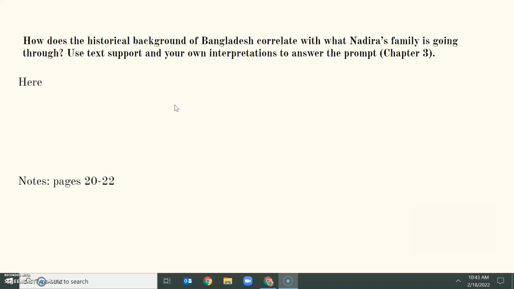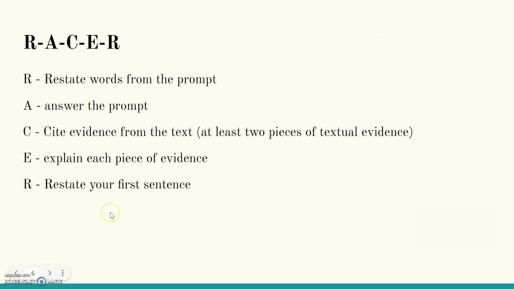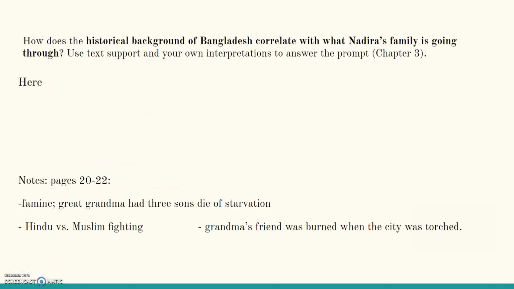Okay, are we back? Now that we've read it, let's go through a really quick review. What is RACER? We start by restating words from our prompt, and then we answer our prompt. We cite evidence from the text, at least 2 pieces of evidence. We need to explain each of our pieces of evidence, and then we restate that first sentence that has our restating words and answering our prompt. So if we look at our question here, how does the historic background of Bangladesh correlate with what Nadira's family is going through? Use text to support your own interpretations and answer the prompt.